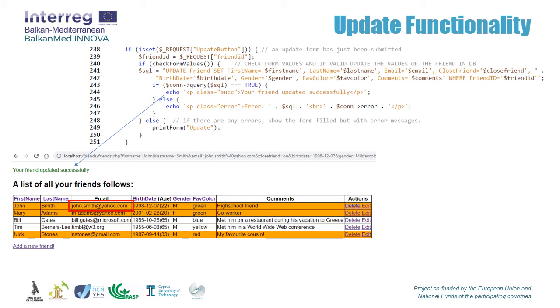In line 240, we call the function checkFormValues. The function returns true, because all values are valid, and has set all global variables to the correct values to be inserted into the DB, including the modified email.